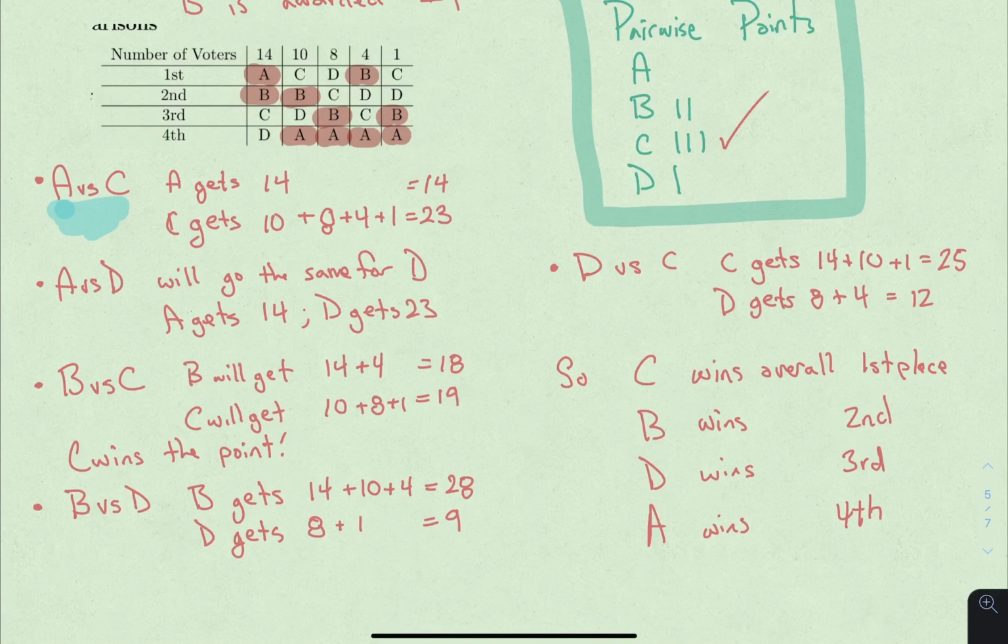There's a lot of head-to-head competitions, and whoever wins the most head-to-head competitions wins. We make a note here that C never lost. And that makes C pretty special, because regardless of who you put C up against, you expect that that candidate will win. That is oftentimes considered a good reason for that candidate to deserve to win.